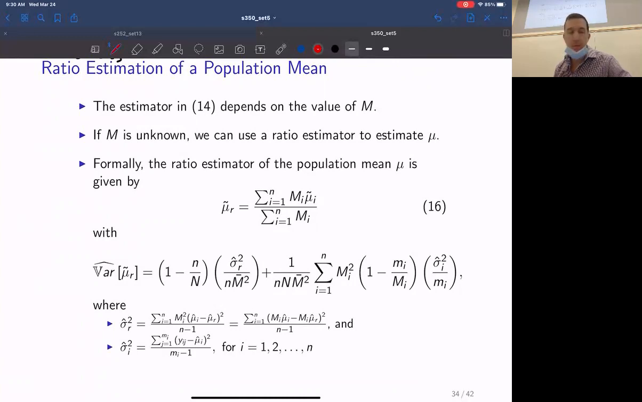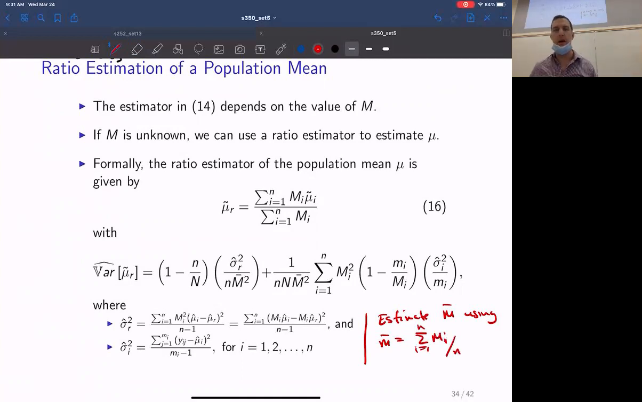Notably, we still have capital M bar in each of those expressions. However, if M is unknown, we can just estimate these using little m. So we're basically just replacing capital M bar with an estimate based off of what we have actually observed.